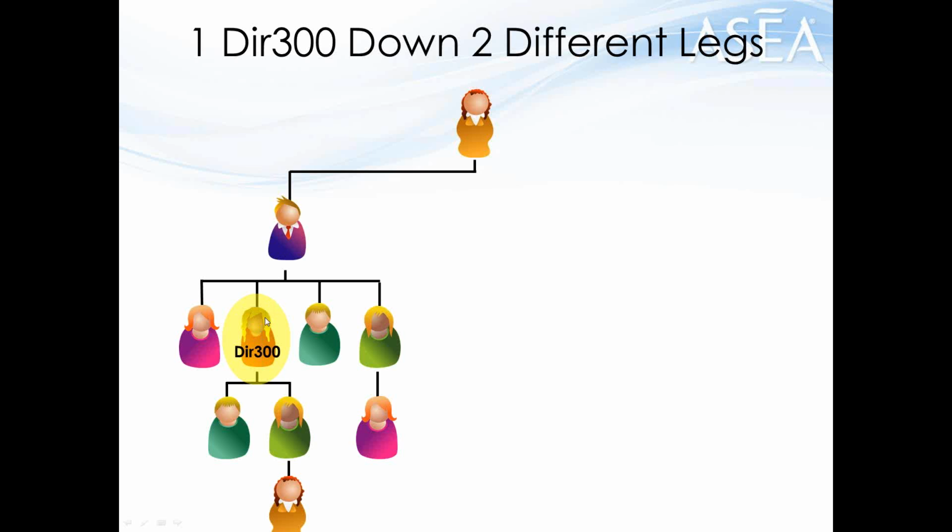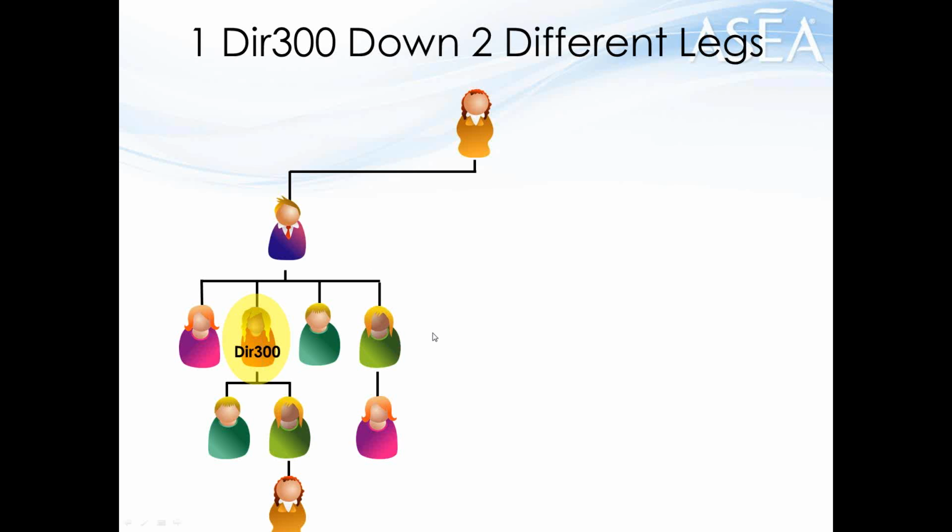And what it does is it really encourages you to work deep in your group, and you want to have multiples down. That way, in case someone doesn't qualify as a Director 300 a week, someone else will as well. Kind of like the same concept of the AAA bonus, right?